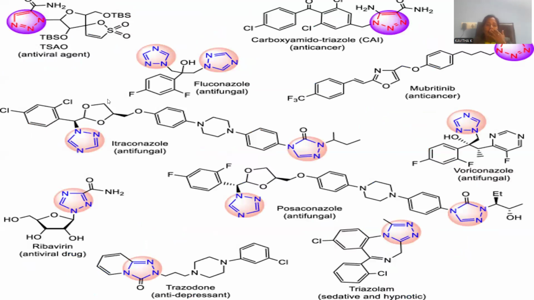Let me go with the antiviral agent TSAO. In TSAO, this triazole is taken, and TBSO is another functionality that is present. And here is the furan kind of ring, and the sulfone group is also provided. And here is the amide linkage upon this triazole nucleus, which is the highlighted portion. The highlighted portion is this triazole, which is the antiviral drug.